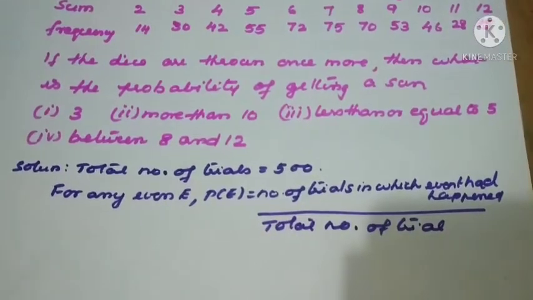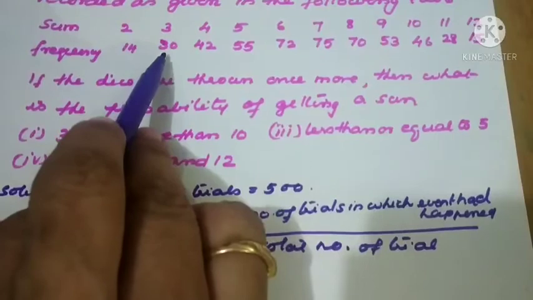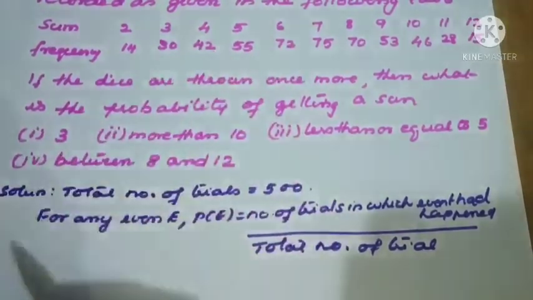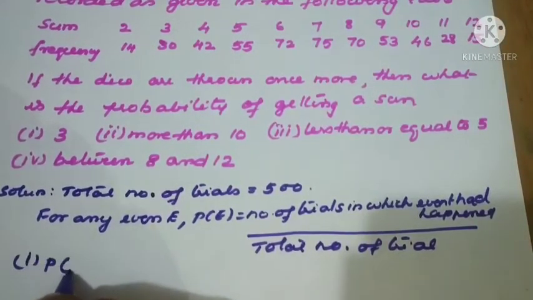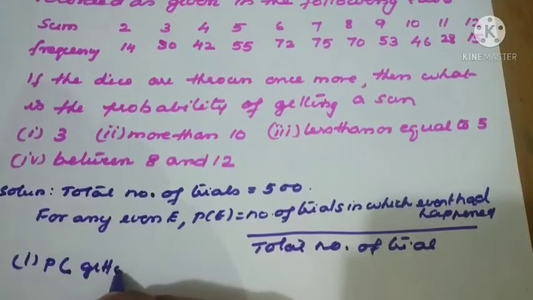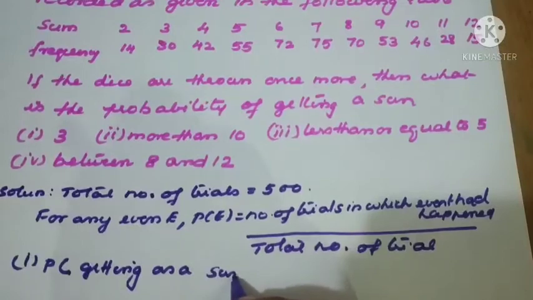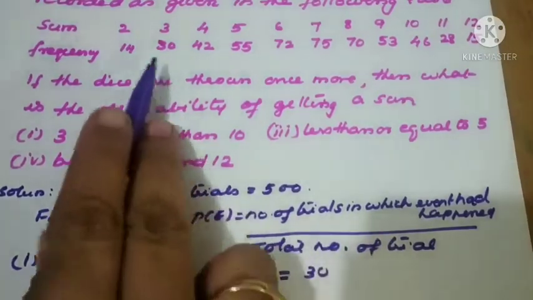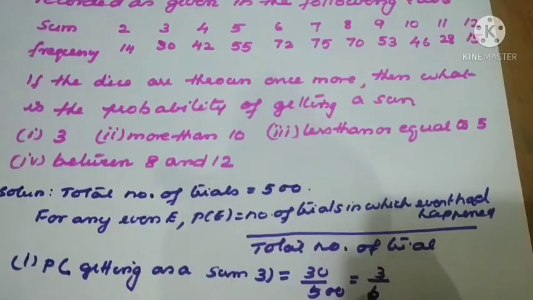What is the first question? Probability of getting a sum 3. It's a direct question only. So against 3, what is the probability? 30 is the frequency, so we can write 30 out of 500. So probability of getting a sum 3 is 30 divided by 500. So we can write that as 3 by 50.